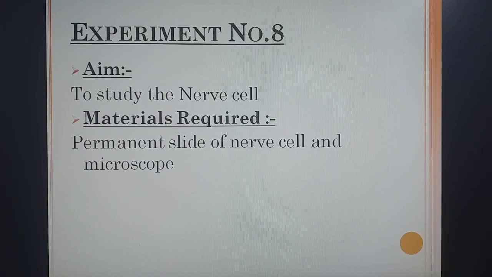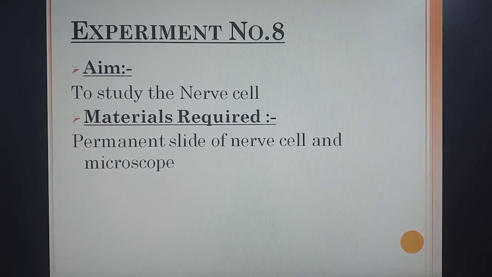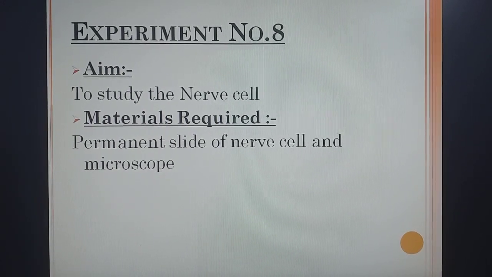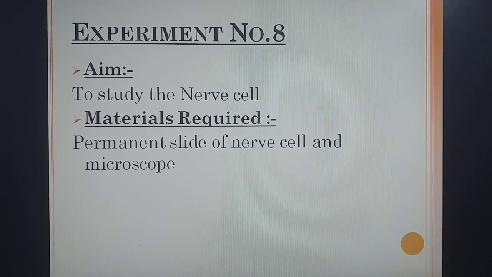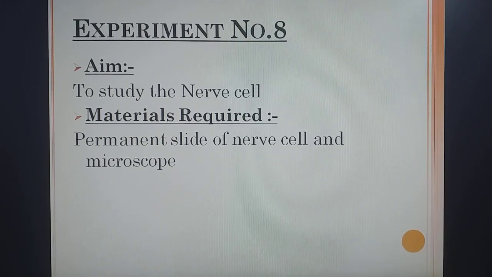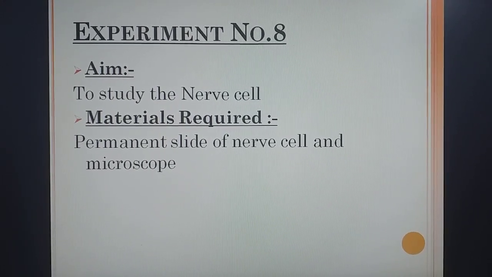So the aim of the experiment that you will write, and this is experiment number 8, is to study the nerve cell. Now materials required. Materials required is a permanent slide of nerve cell and a microscope.